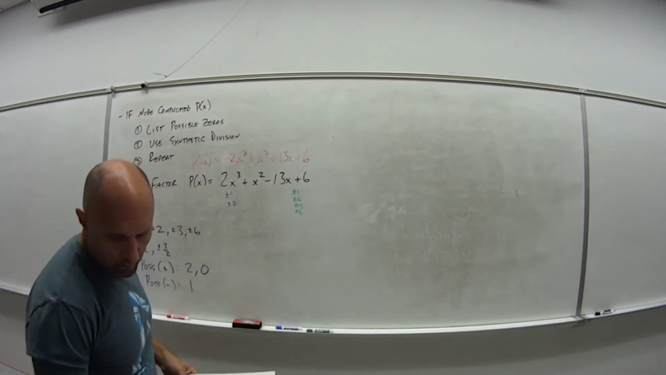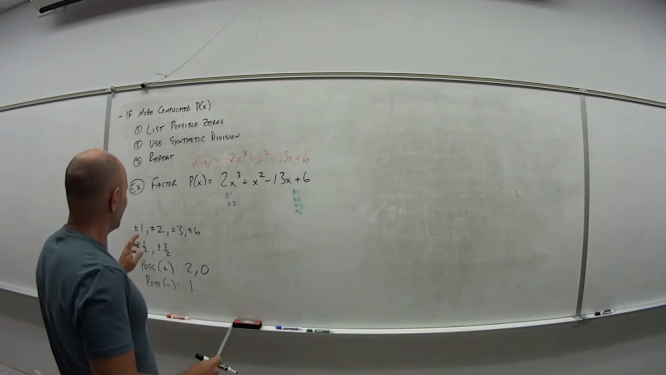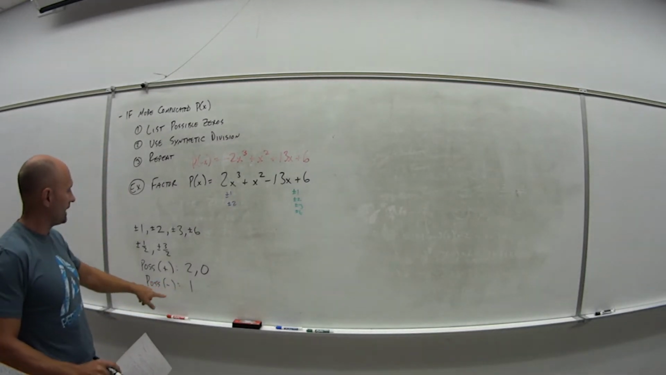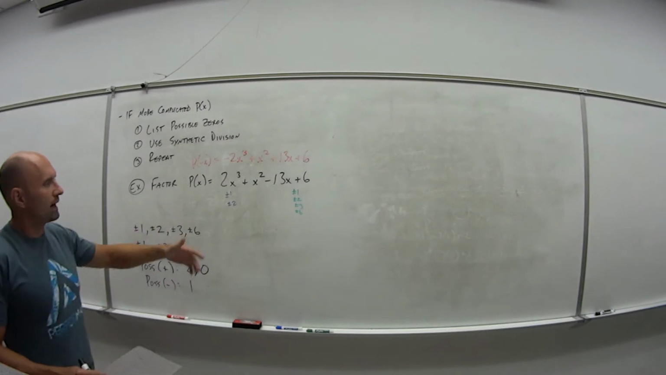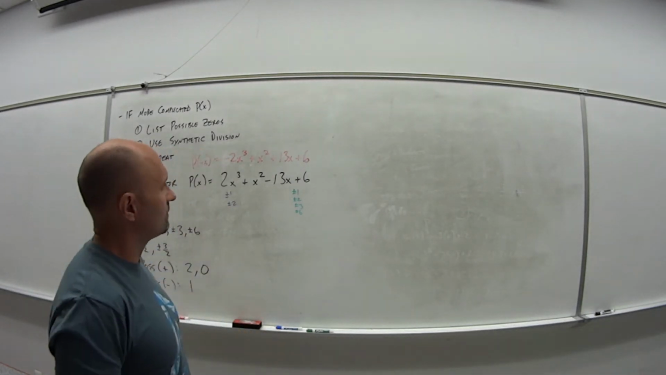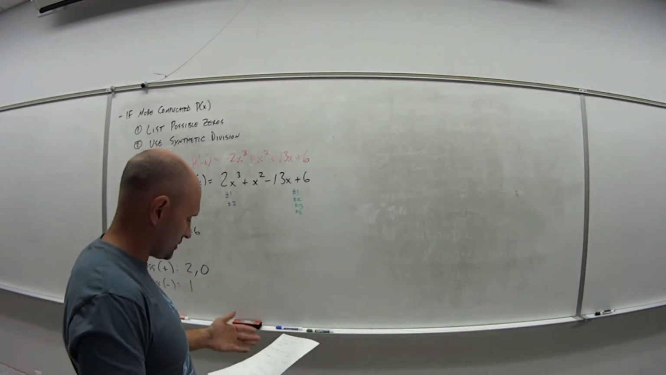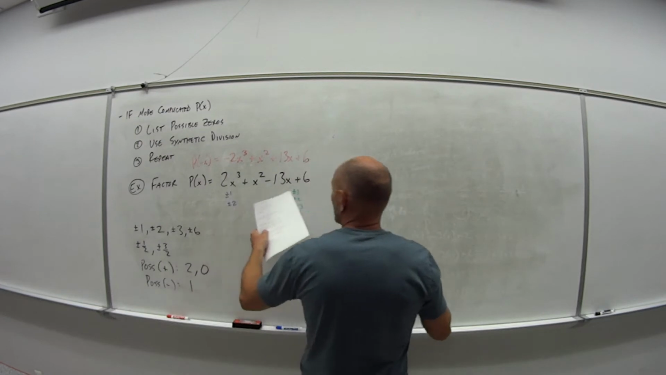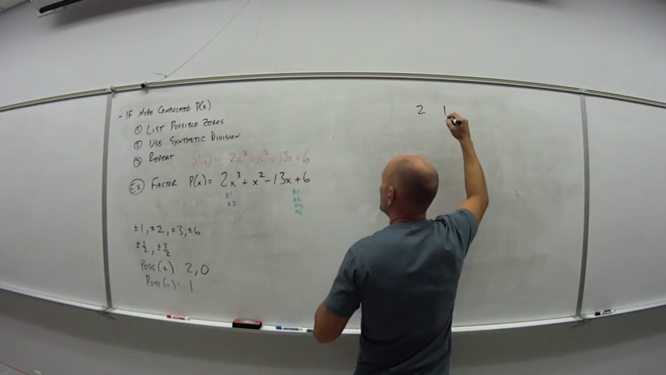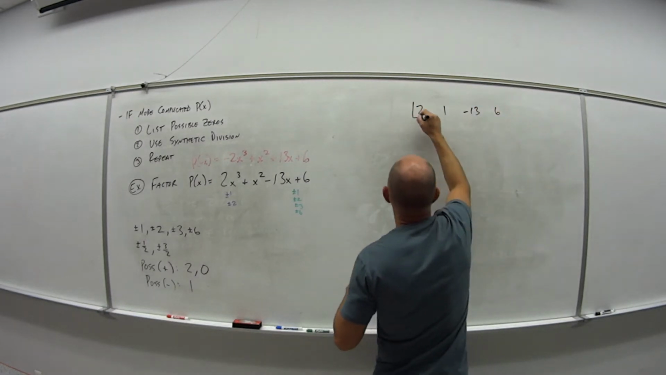So given that's the case, since I only have one possible negative root, I could really try to start using my negative values as my C value for the synthetic division. So let's try that. Let's list out our polynomial here. So we have what? 2, 1, negative 13, and 6.